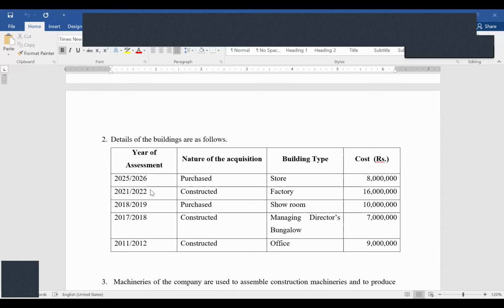Then in 21-22, they constructed the factory worth 16 million. 18-19, they purchased a showroom, that is 10 million. 17-18, they constructed the building for 7 million. Then 11-12, they constructed an office for 9 million. So now you have the breakup of these buildings. Then you have to start granting capital allowance for the year of assessment 25-26, because now we are in the year of assessment 25-26. So we have to consider the depreciable period for a building. What is the depreciable period for a building? What is the lifetime of that building according to that table? Who can tell me?